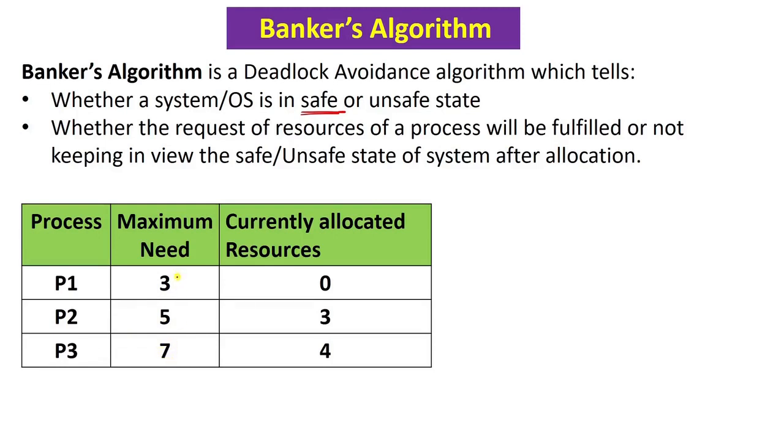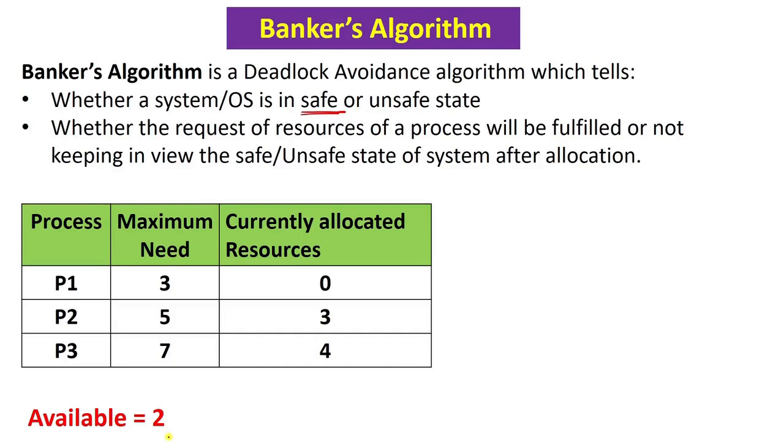So resources can be like a printer, hard disk, CD-ROM, anything. Here we can assume that, let's say, we have the printer. So P1 needs 3 printers, P2 needs 5 printers, P3 needs 7 printers, right? And another thing that is given in the banker's algorithm is the allocated number of resources. So P1 is using 0 resources, P2 is using 3 resources or 3 printers at this particular point of time. It needs 5 printers, but currently it is using only 3 printers, right? The same way P3 is using 4 printers as of now.